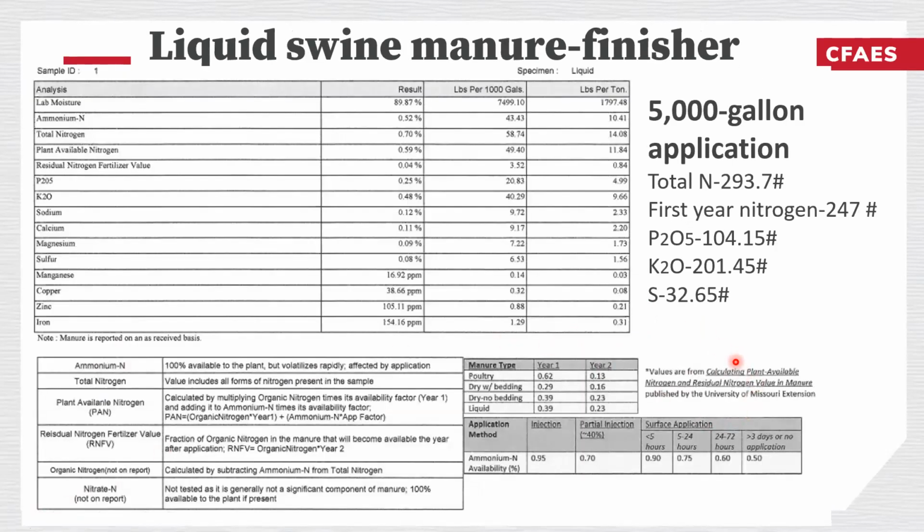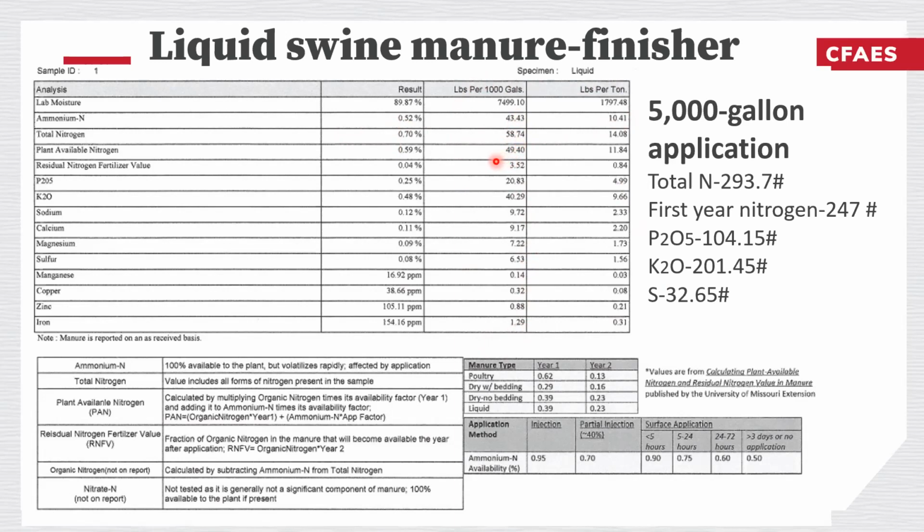Liquid swine manure application back from that first lab, except instead of looking at pounds per ton, we're going to look at pounds per 1,000 gallons. So to take it times 5, this is a really high nitrogen example. There's 58.74 pounds of nitrogen per 1,000 gallons. So if we applied 5,000 gallons, we would apply 293 pounds of nitrogen.